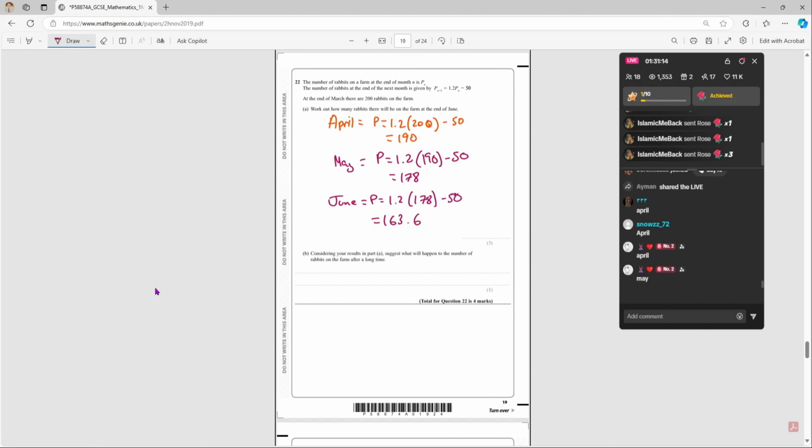And now, obviously, we know that our answer will not be 163.6 because you can't have a point six eight rabbit. It has to be a whole number, obviously. So we're going to round it up to 164, and that will be your answer. Okay? That will be your answer. Very, very easy.